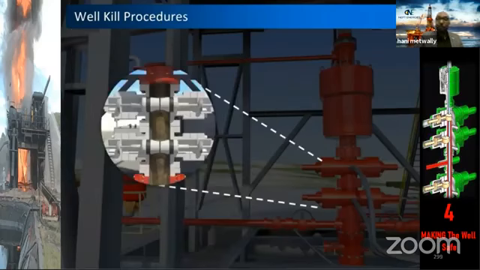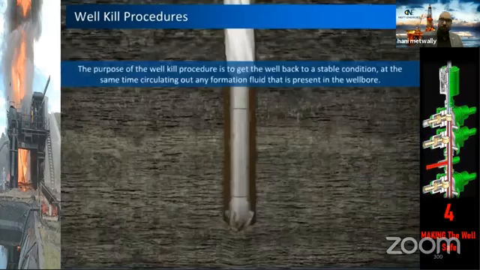All of this will be through the pressure control equipment, the BOP, blowout preventer. And what is the main reason or the main purpose of killing? We need to get the well back to a stable condition because now we are underbalanced and we need to resume our drilling operation at overbalance condition.